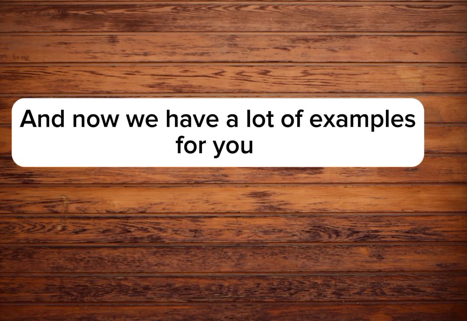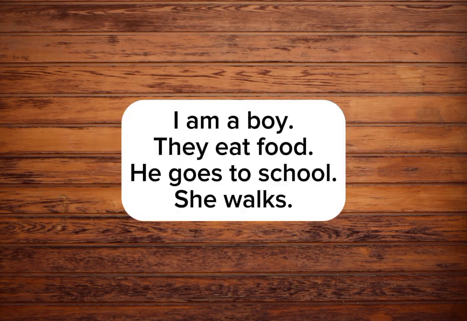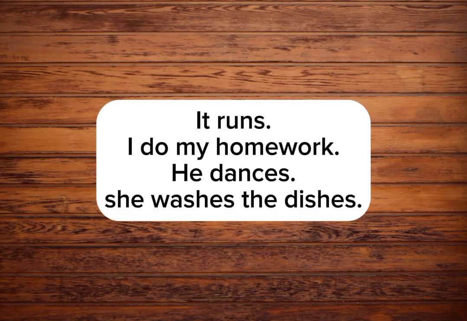And now we have a lot of examples for you. First, positive sentences. I am a boy. They eat food. He goes to school. She walks. It runs. I do my homework. He dances. She washes the dishes.